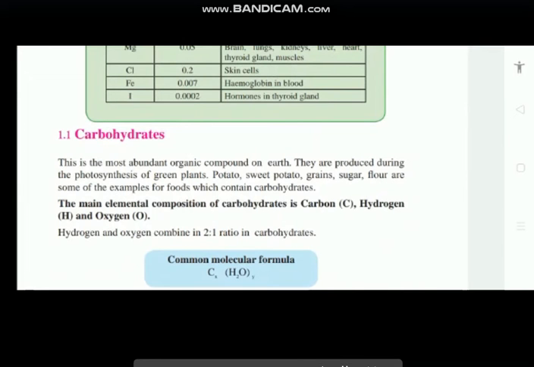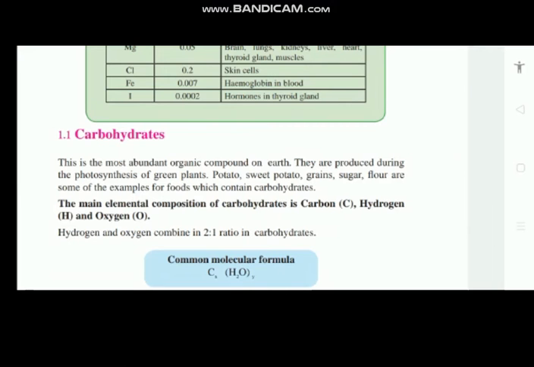They are mainly produced during photosynthesis in green plants. During photosynthesis, glucose is produced. It is a carbohydrate. Then it is stored as starch, another carbohydrate. Then starch is converted to sucrose when it is being transferred throughout the plant body. So these are all carbohydrates.